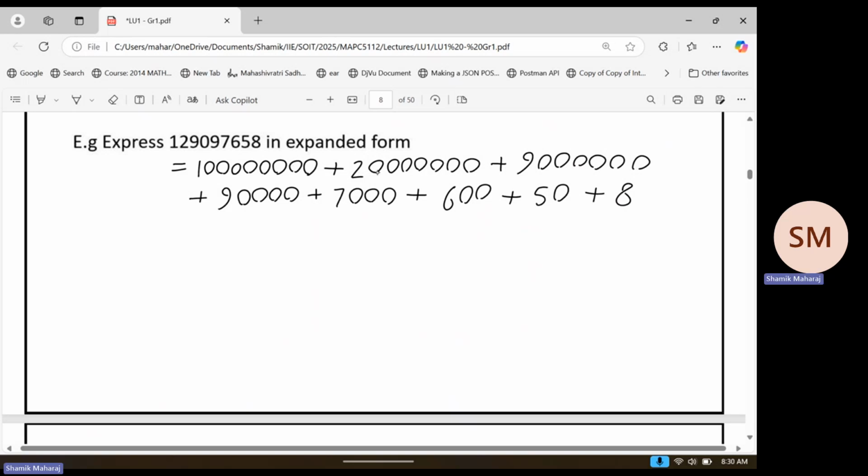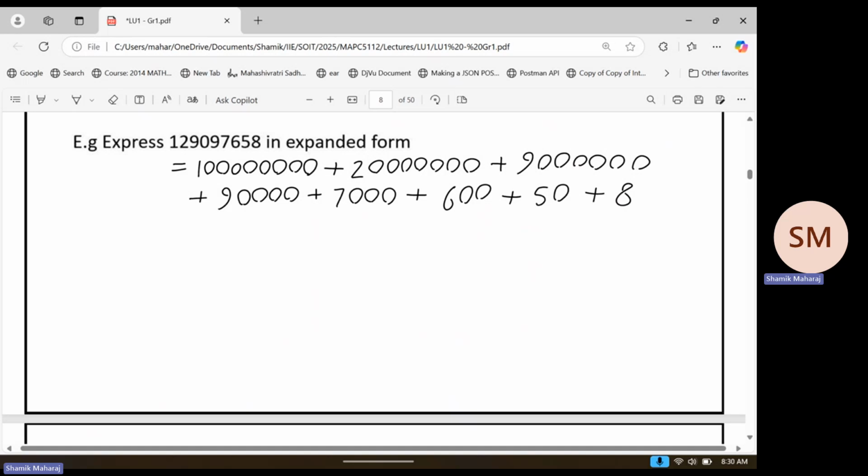Second one is going to be the same thing. We do the 2. Go to the 2, check how many digits after that: 1, 2, 3, 4, 5, 6, 7. 7 digits, so you write a 2 with 7 zeros after that. It's the same thing throughout, right? You just check how many digits after the number and you write that many zeros.